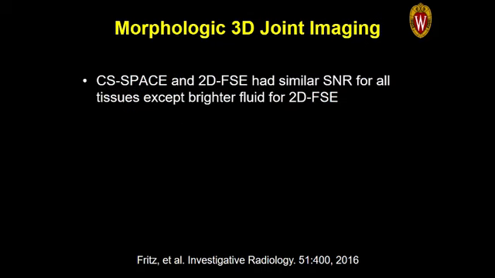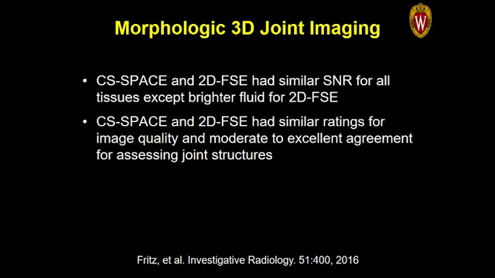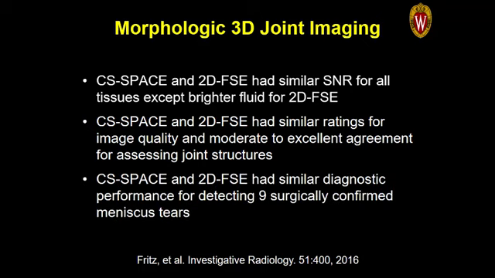The study found that the compressed sensing SPACE and two-dimensional fast-spin echo sequences had similar signal-to-noise ratio for all tissues except brighter fluid for the two-dimensional fast-spin echo sequence. They also had similar ratings for image quality and moderate to excellent agreement for assessing joint structures. Both techniques also had similar diagnostic performance for detecting surgically confirmed meniscal tears in their patients with knee pain.